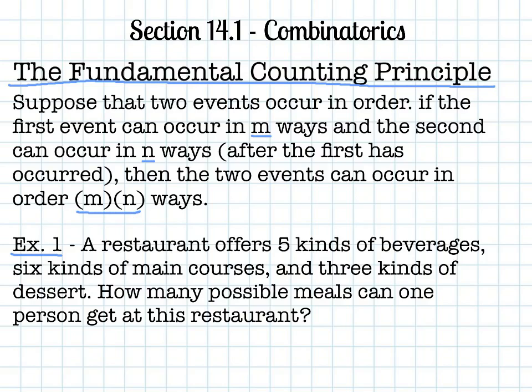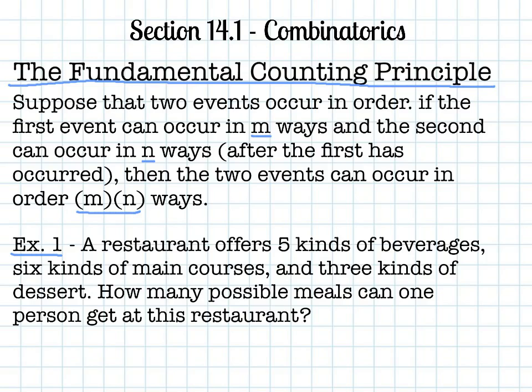So the fundamental counting principle says that if you have two events that occur in order, and if the first event can occur in m ways and the second event can occur in n ways, so the first occurs already before the second, then the two events can occur in m times n ways. Now, this is not restricted to just two events. You could have multiple events, but they just all need to be separate from one another. So they can't be the same event happening twice.